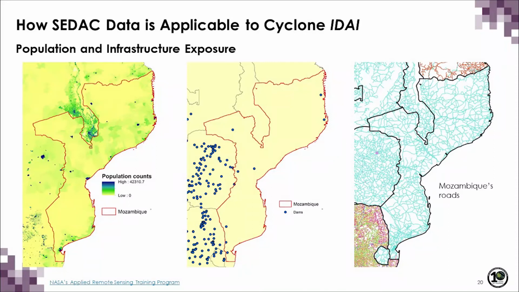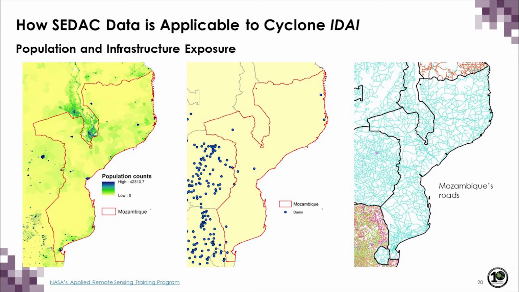How SIDAC data is applicable to Cyclone Idai? One application is to map or locate population and infrastructure to explore and evaluate exposure using GPW4, GRAND, and G-roads. On the left is the distribution of population counts for Mozambique in 2015, showing that the Idai's landfall area is between densely and moderately populated area for Mozambique.